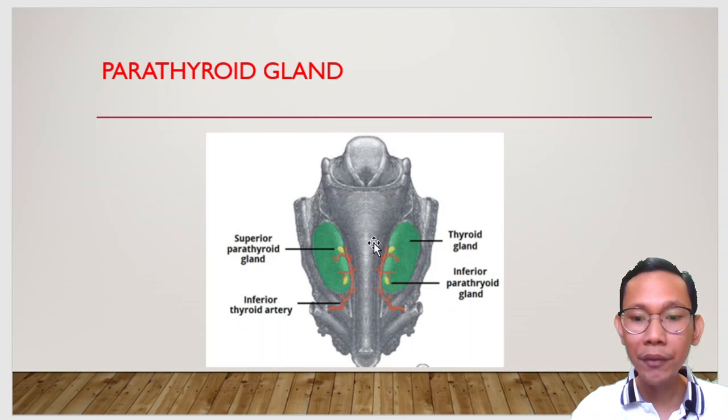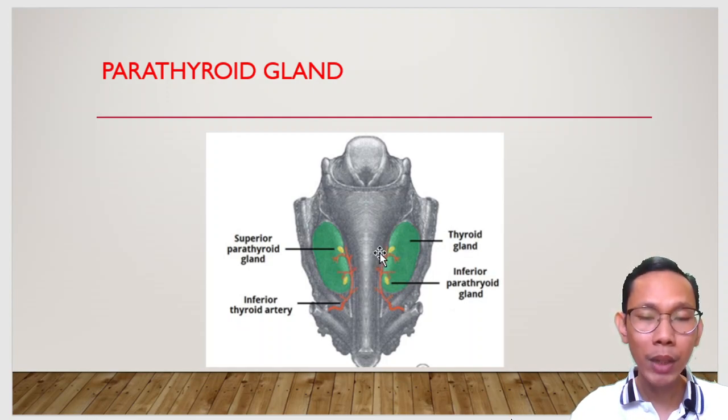They are actually flattened and oval in shape, situated external to the thyroid gland itself but within your pretracheal fascia. Most individuals have actually 4 parathyroid glands, although variation in numbers may also occur. Some will have 2 or even 6.